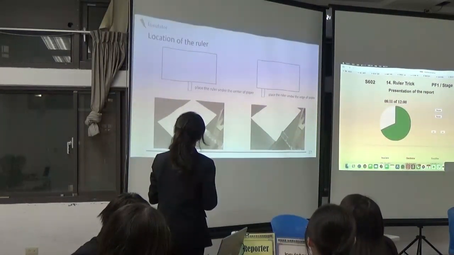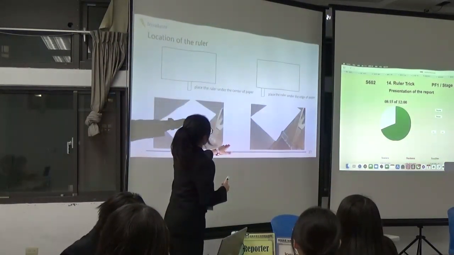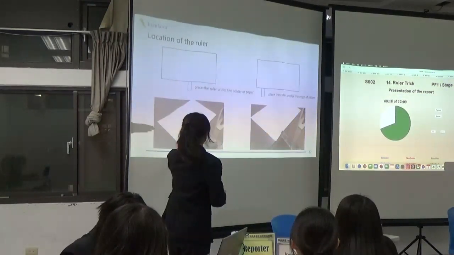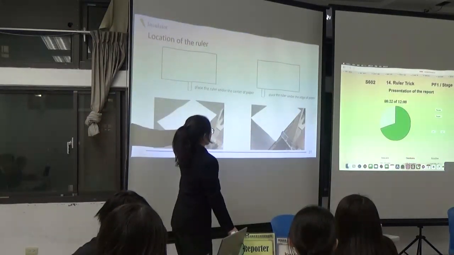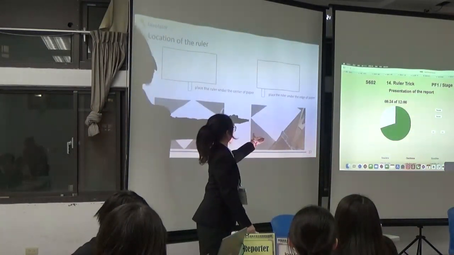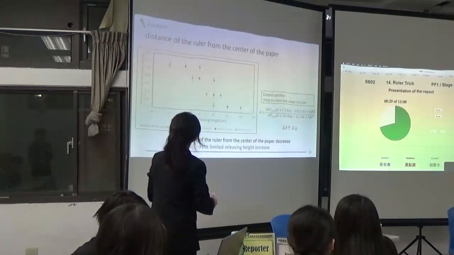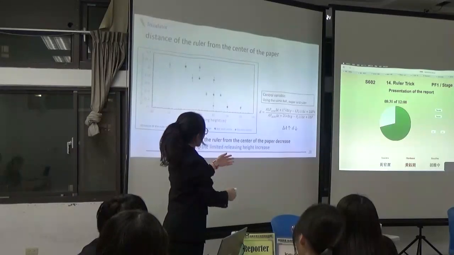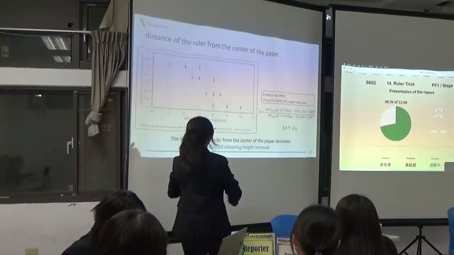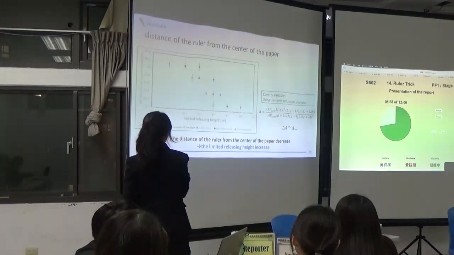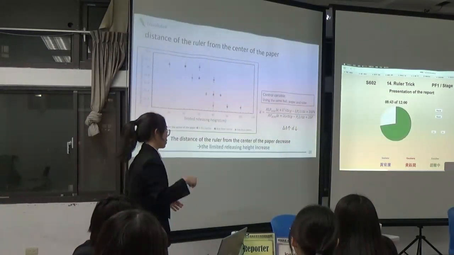And next will be the location of the ruler. You can see that we place the ruler under the center of the paper and under the edge of the paper, because our video doesn't have a really clear image. But I can tell you that this one has a smaller air column on the ruler, and this one has a bigger air column on the ruler. So delta A will increase, so the solution of D will decrease, just like when you have the same releasing height. It also fits with our experiment. So when the distance of the ruler from the center of the paper decreases, the limited releasing height will increase.